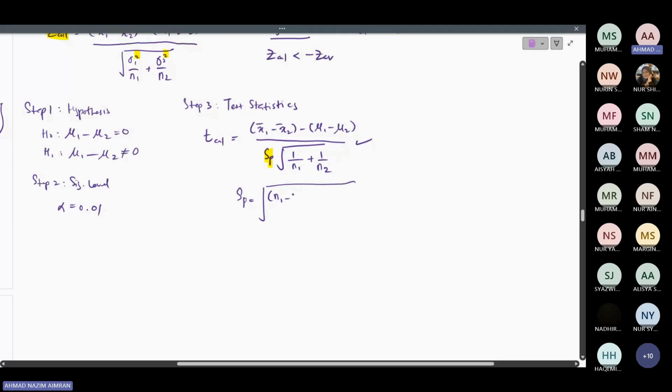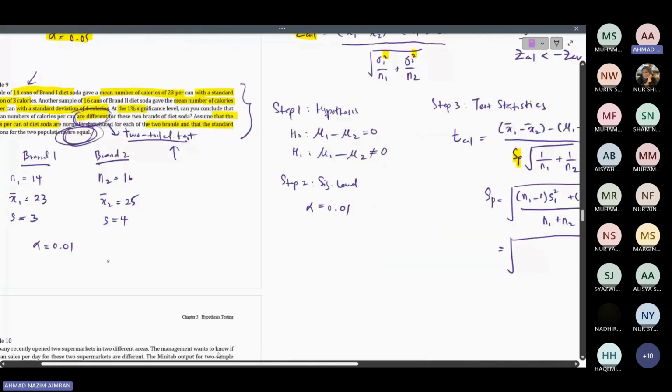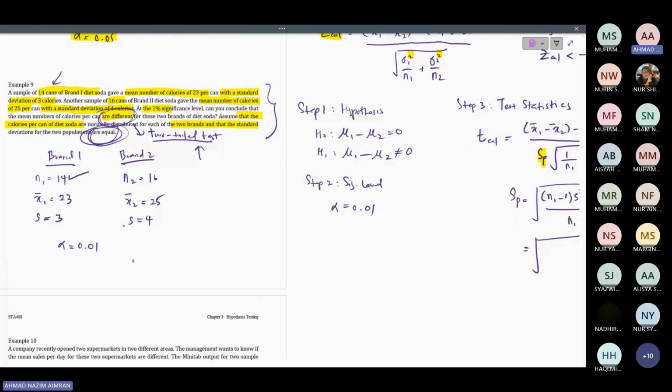n1 minus 1 times the variance of sample number 1 plus n2 minus 1 times the variance of sample number 2, over n1 plus n2 minus 2. So from the information that we have obtained earlier, we have 14 samples for sample number 1, 16 for sample number 2, and the standard deviations are 3 and 4.